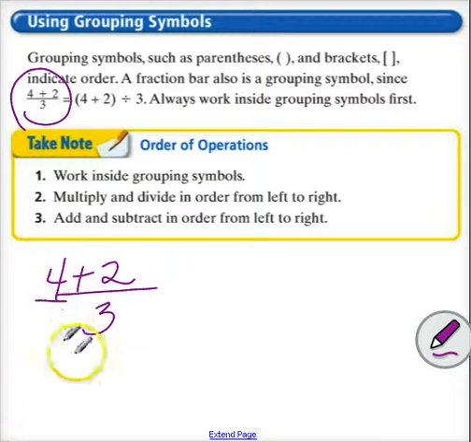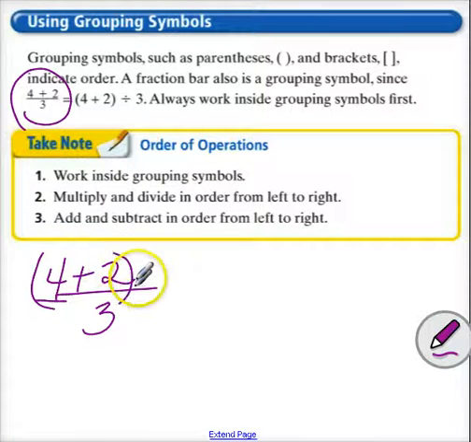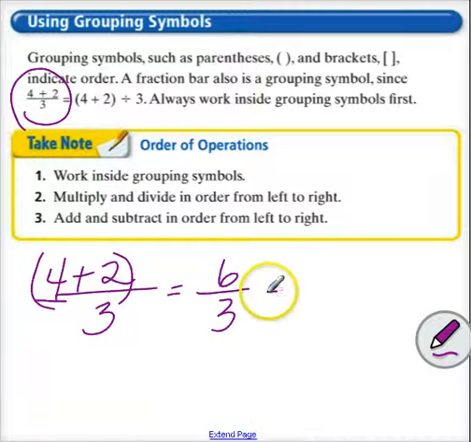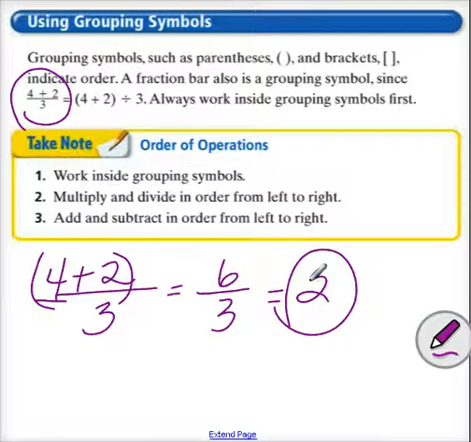Now our bottom is already done. We have 3. But up here we can do some simplifying. We're going to actually add first. 4 plus 2 is 6. Rewrite my problem. Now I divide 6 divided by 3 and I get 2. We're going to do another one of those in 1 second.